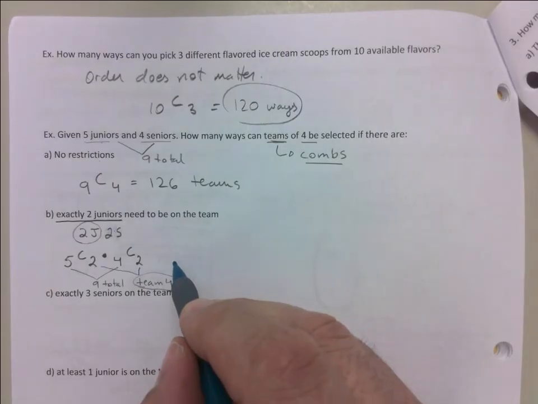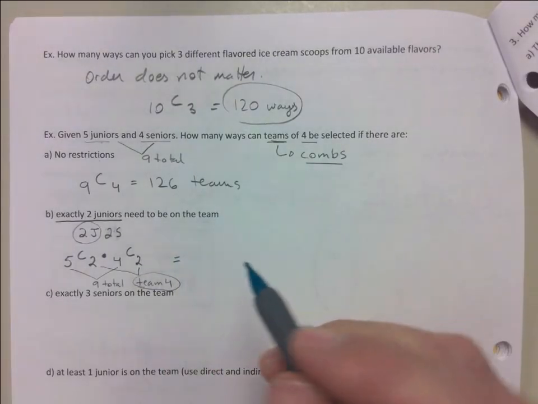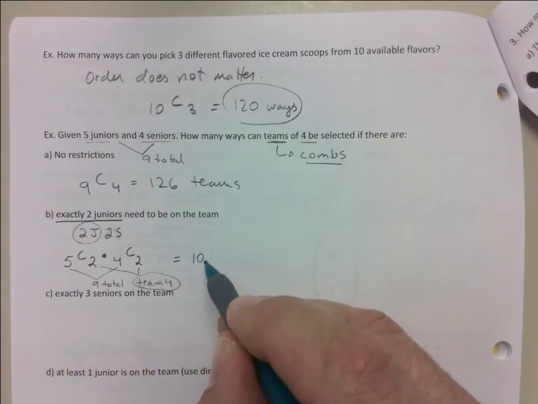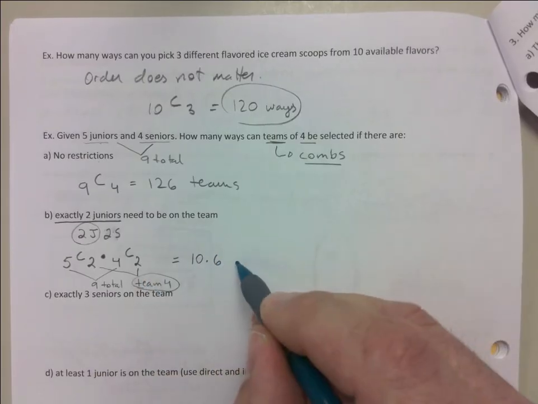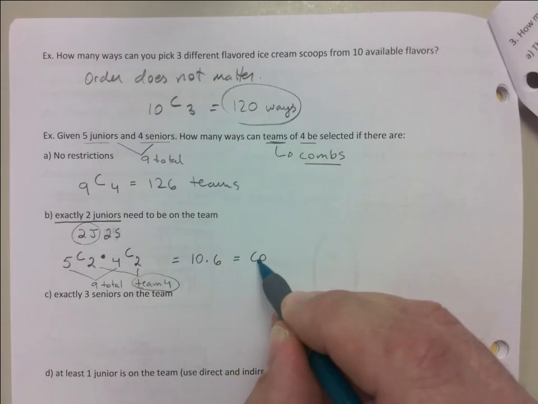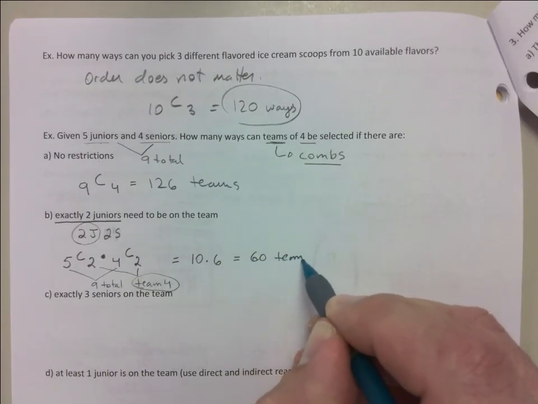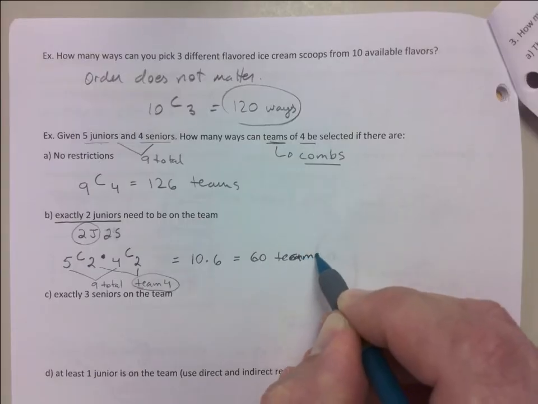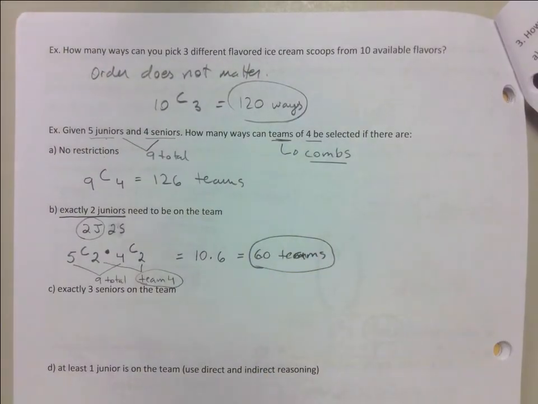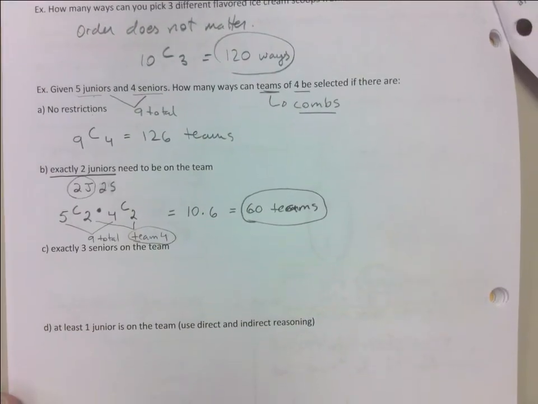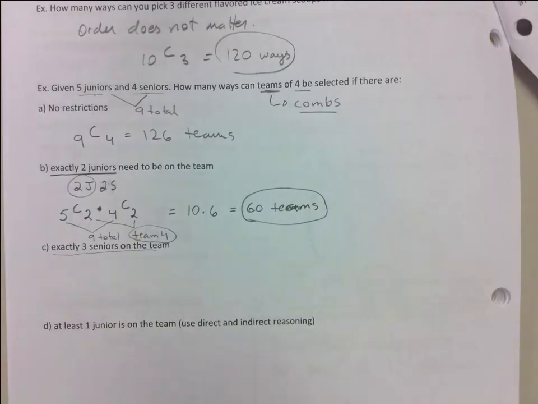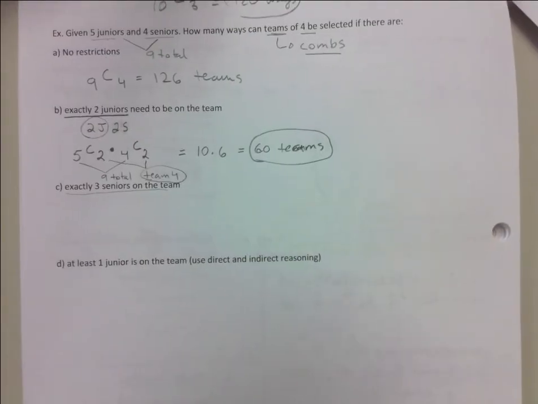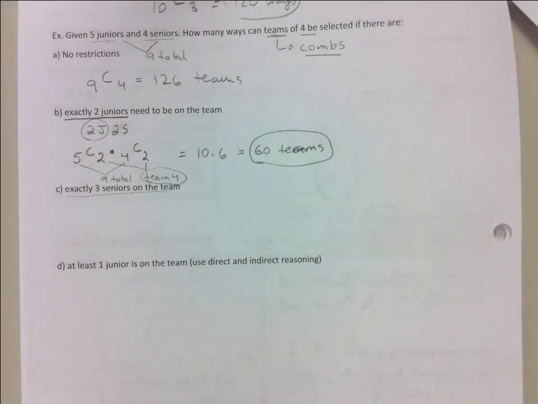Okay, so let's figure this out. What does 5 choose 2? I'll do it for you. It's 10. And 4 choose 2 is 6. So there'll be 60 teams that would fulfill this requirement. Can you do the next one? Based on this pattern, see if you notice the pattern. What if I asked you, I want exactly 3 seniors on the team? Go ahead, do it, do it.